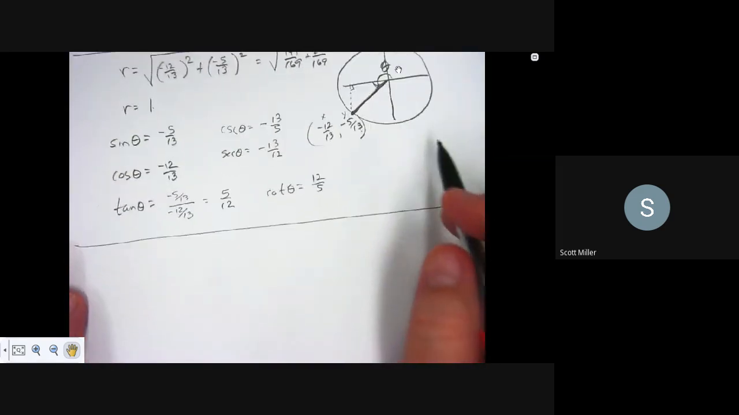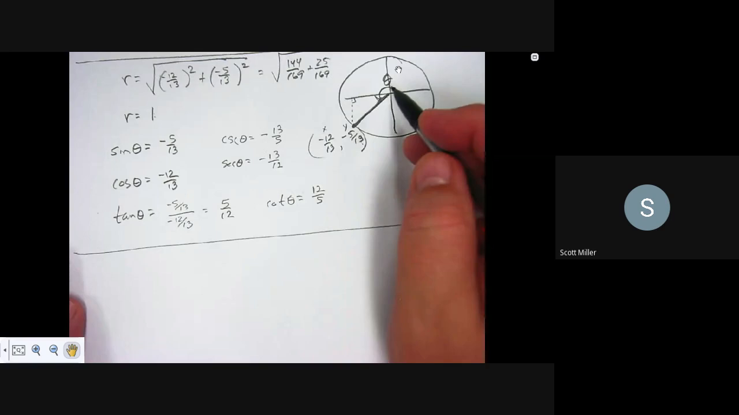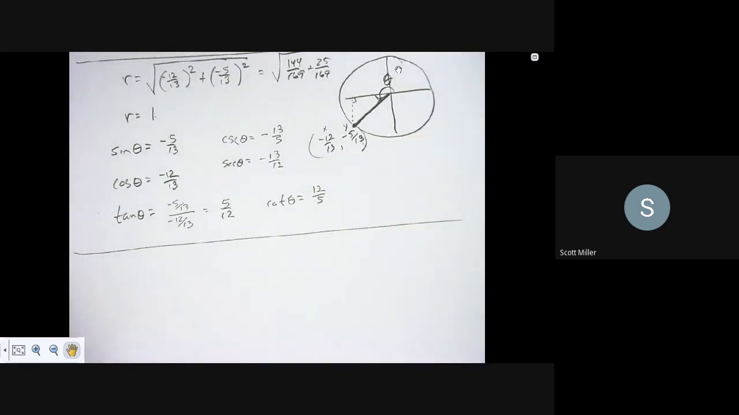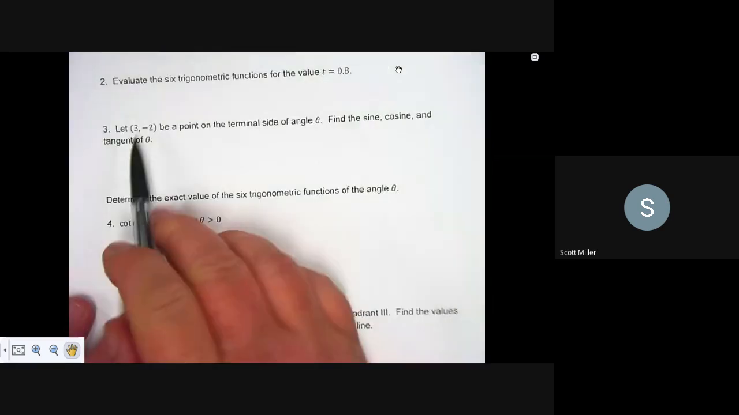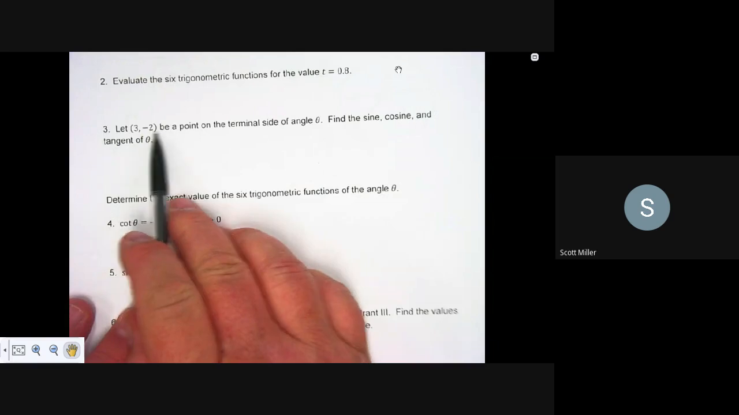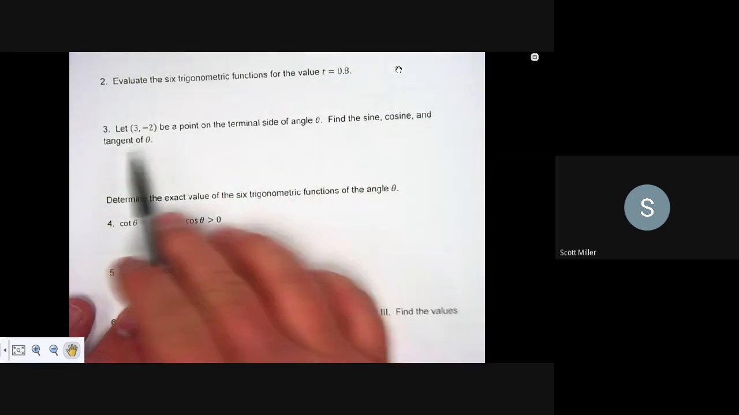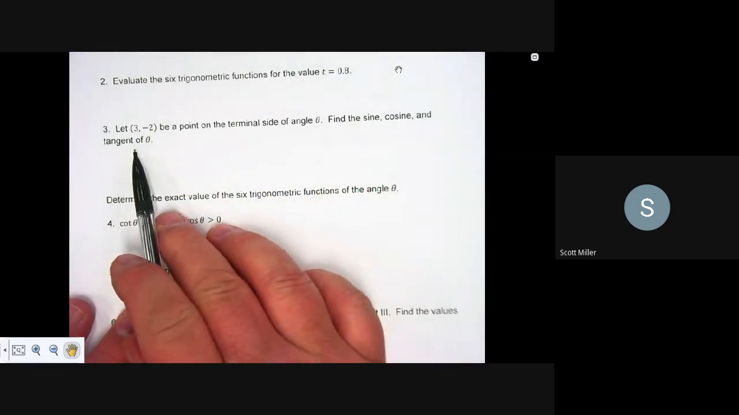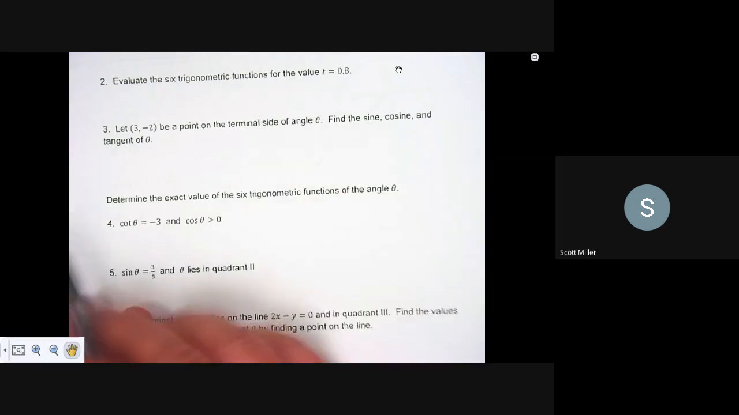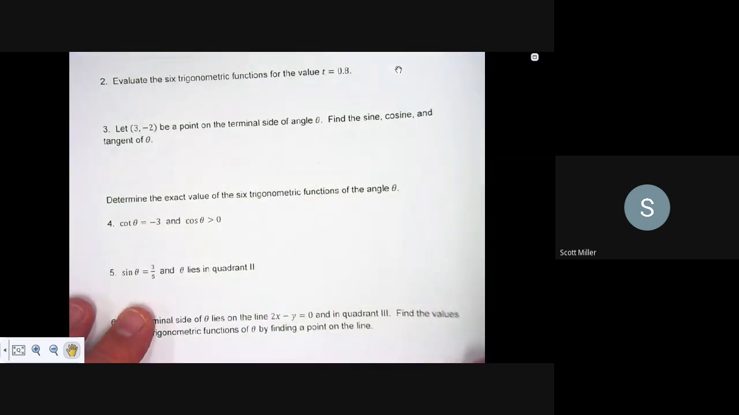And I drew the picture for you. So in number 3 in the classwork, I just give you the point. Find the sine, cosine, and tangent. So we're not going to do all 6. We'll just do the first 3. Okay. You now need to do the rest of it. So what should I do? Well, draw the picture.